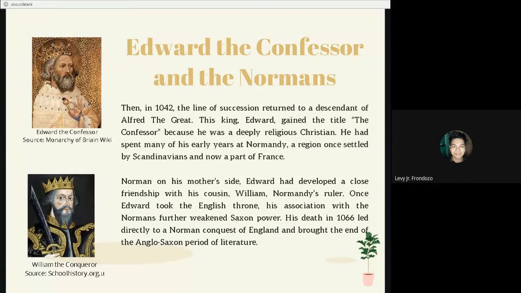Once Edward took the English throne, his association with the Normans further weakened Saxon power. His death in 1066 led directly to a Norman conquest of England and brought the end of the Anglo-Saxon period of literature, as we shall see. So we will see it in the next unit. After the death of Edward, it followed the end of the Anglo-Saxon period of literature.